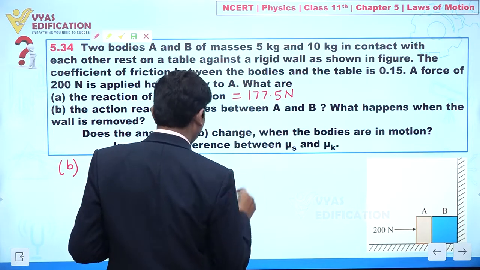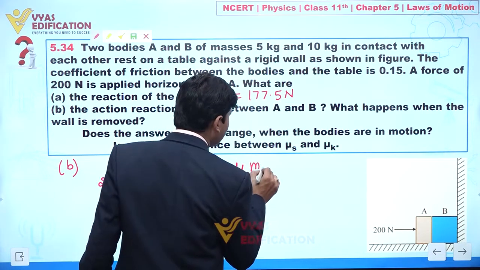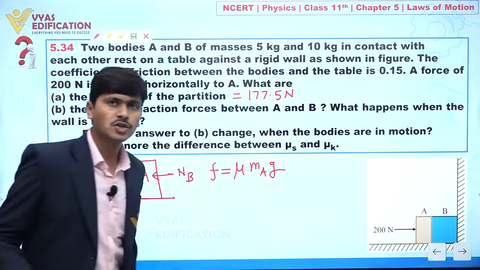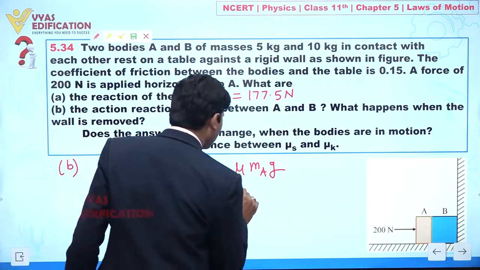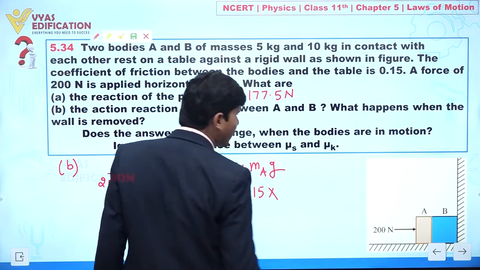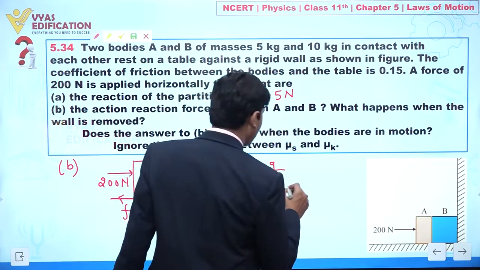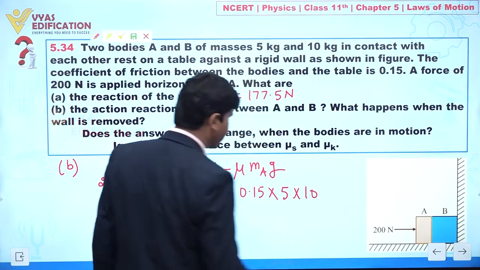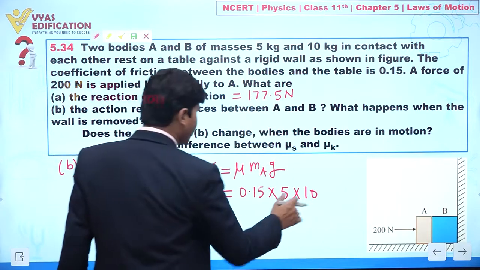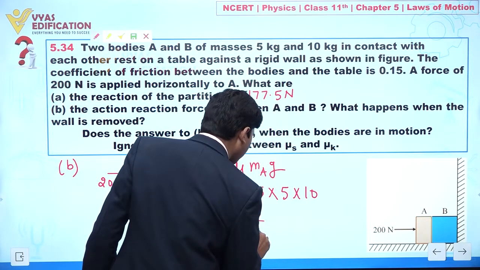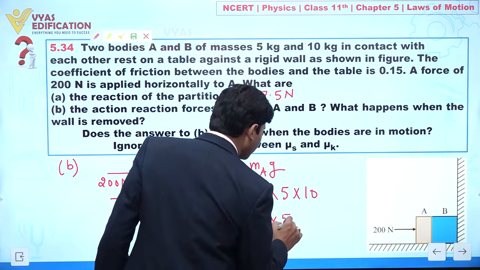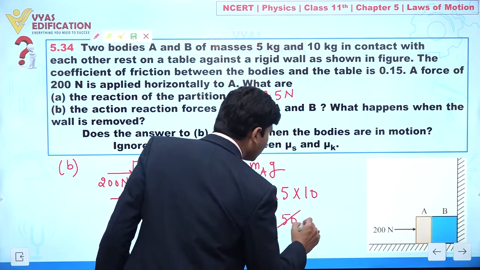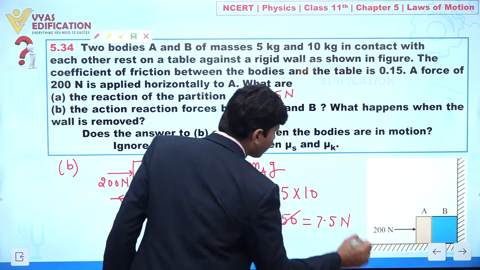The friction value is given by mu times N, that is mu times MAg. The value of mu is 0.15, and the mass of block A is 5, multiplied by 10. So 15 upon 100 into 50, I can say this is 7.5 Newton.